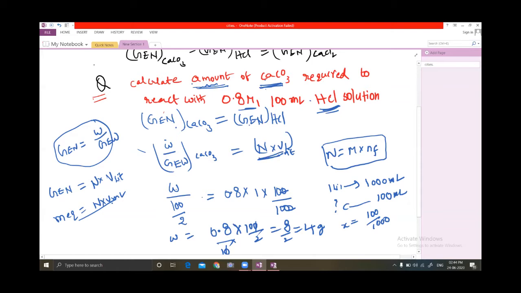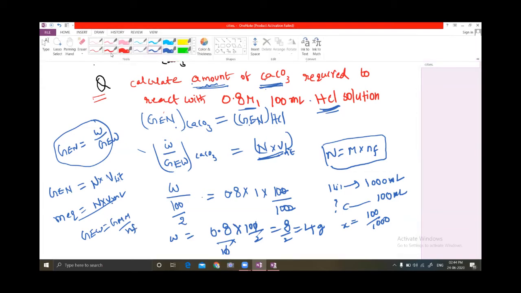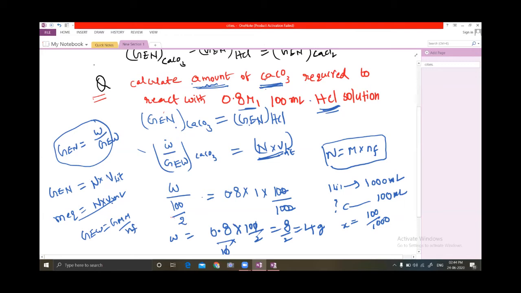Then the weight by equivalent weight formula: what is the equivalent weight formula, sir? Gram equivalent weight equals gram molecular mass by n factor. The gram molecular mass of CaCO3 is 100, n factor is 2, so 100 by 2 is the equivalent weight of CaCO3. I substituted it here. Then molarity into n factor, which is 1 for HCl, into 100 by 1000 because I have to convert into liters. By solving this we get W.